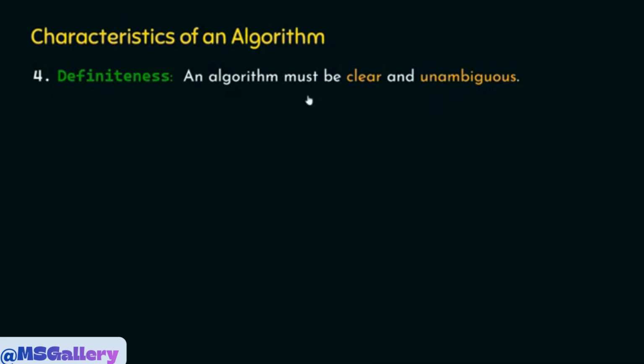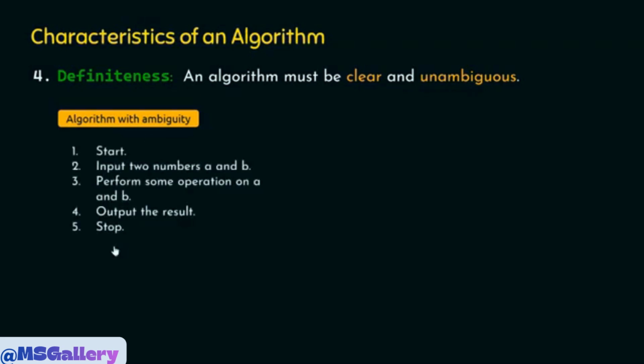Now let's see an example algorithm which is ambiguous, that means an algorithm with ambiguity. Here is the algorithm. In step number 2, we are asking for two numbers a and b, and then as mentioned in step number 3, we need to perform some operation on a and b. Here we are not clearly specifying which operation. We are just specifying some operation, which is not clear and is ambiguous. After this, we are outputting the result. But the main thing is, we are not specifying which operation to perform. Hence, this algorithm is considered ambiguous.